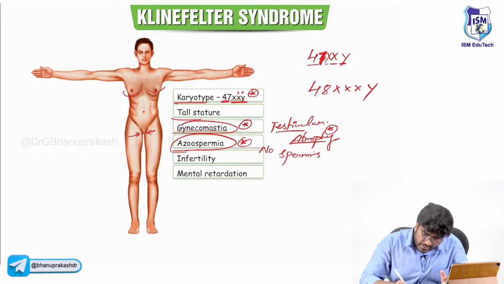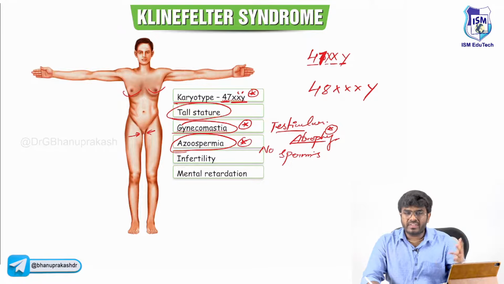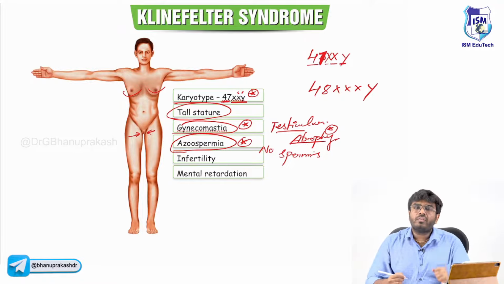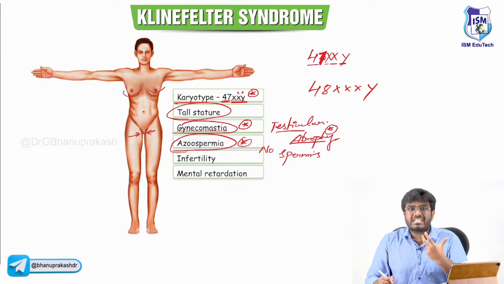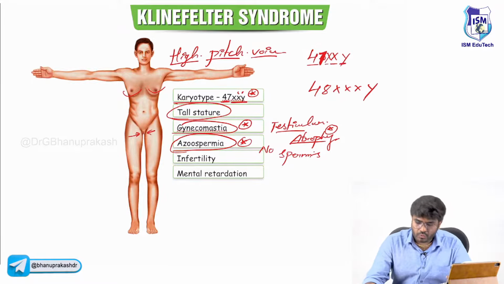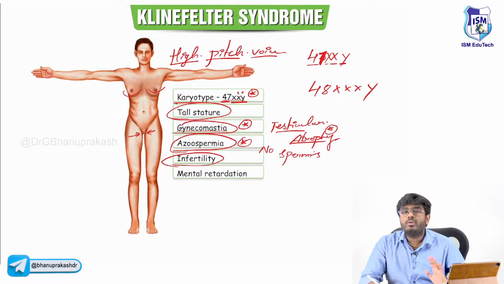But if you look at their height, they are going to be tall stature. They are tall stature with gynecomastia, azoospermia, and if you talk with them, the voice is going to be more girlish. Okay, that's high pitch voice. They are going to have the high pitch voice. And are they going to be fertile now? No, they are not going to be fertile because there are no sperms at all.